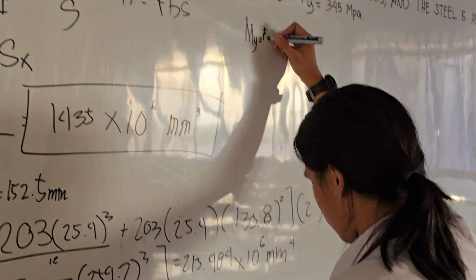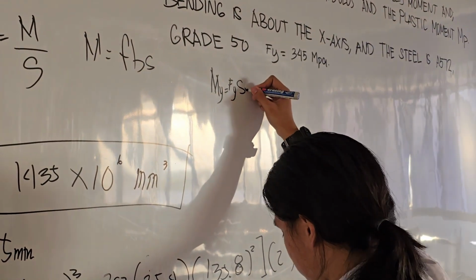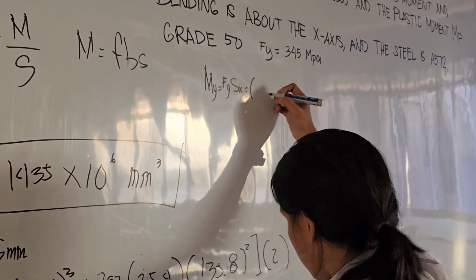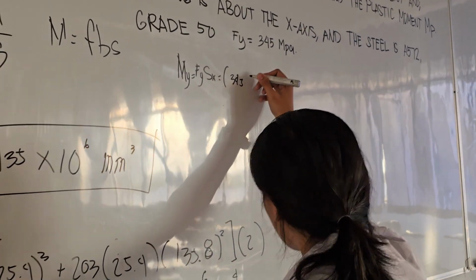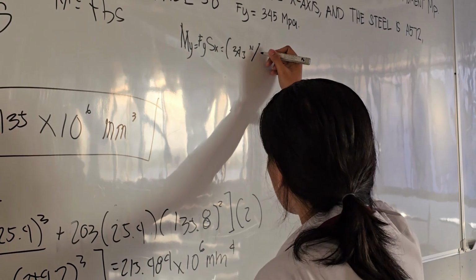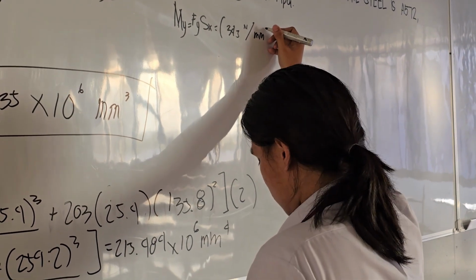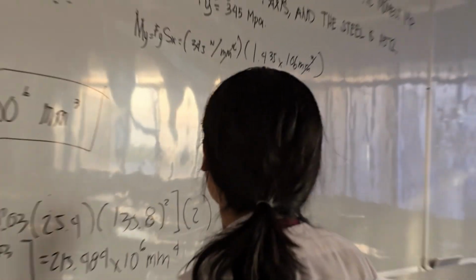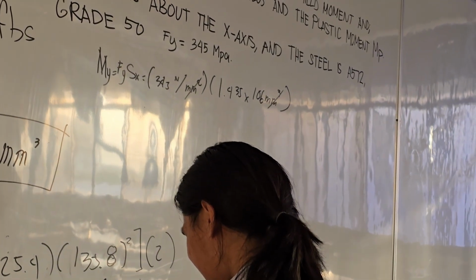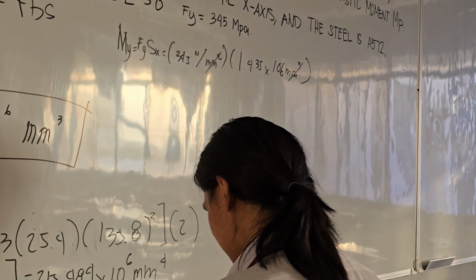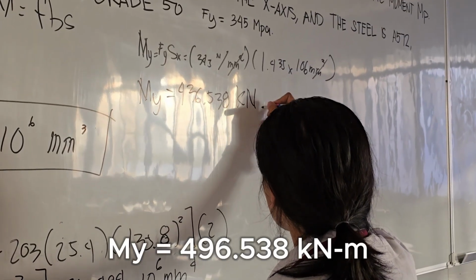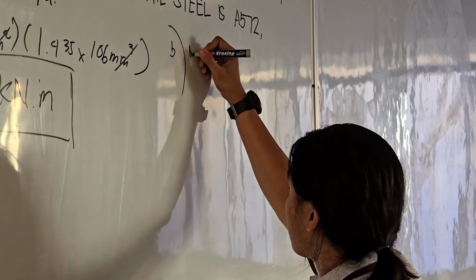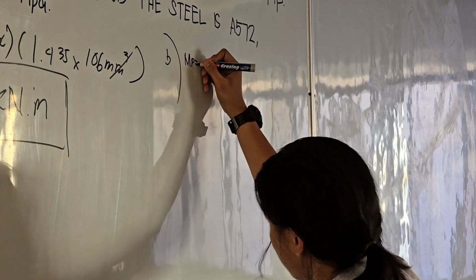Now we get the yield moment. My is equal to Fy times Sx. So 345 N/mm squared multiplied by 1.439 times 10 raised to 6 mm cubed. Next, we have to cancel all the mm. So what we have left is Newton for the unit. We will get the yield moment of 96.538 kilonewton meter. Next, let's find the letter B, and we're looking for the plastic moment.